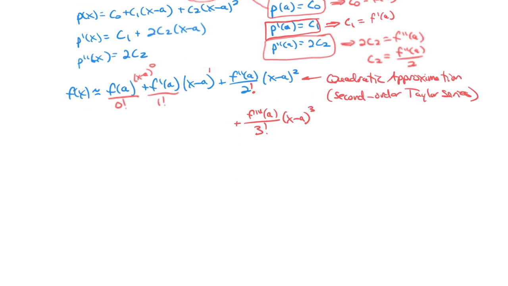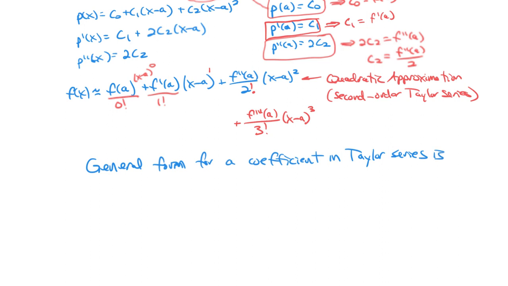So the formula that we'll see then, the formula for the coefficient, we can say the general form for a coefficient in Taylor series is this. C sub n is equal to f to the nth derivative of a.